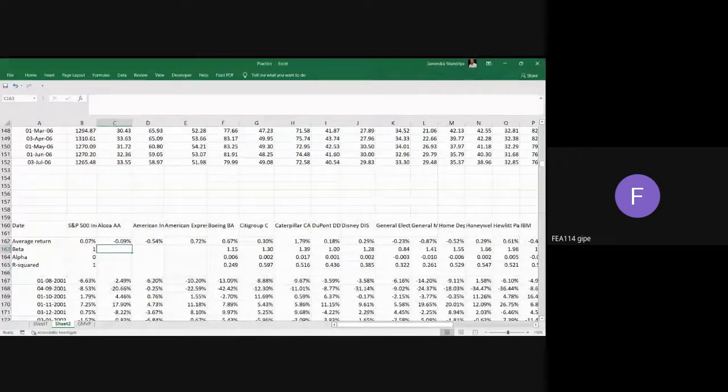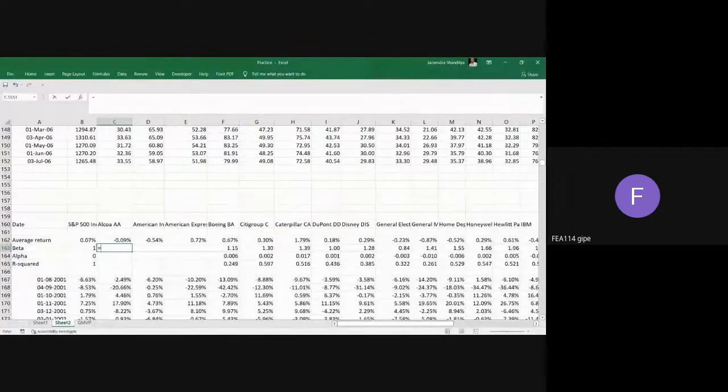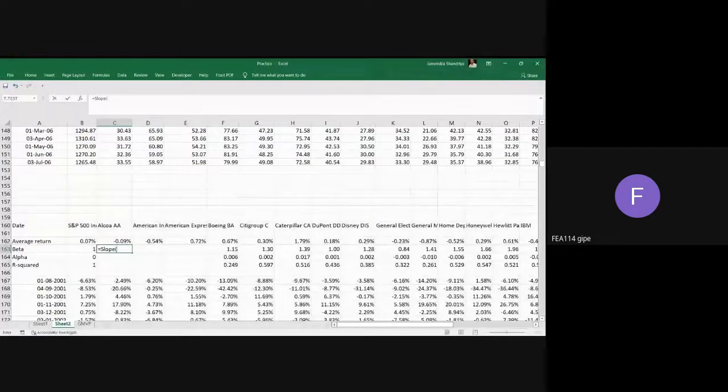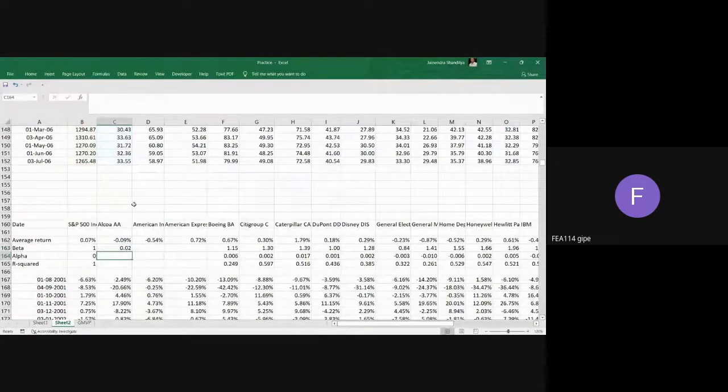So let's calculate this for Alcoa. If I calculate beta for Alcoa, my y becomes Alcoa, which is in column C, C92 to C152. This becomes my y. Then I do it for the index, which is B92 to B152. Then I'm done. So this is the beta I've got.